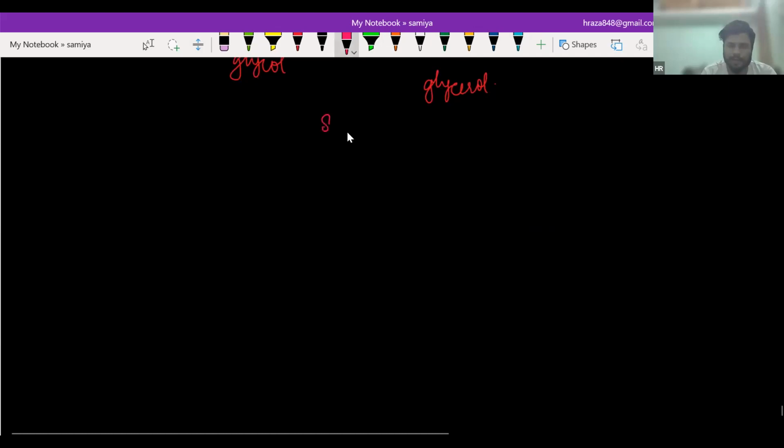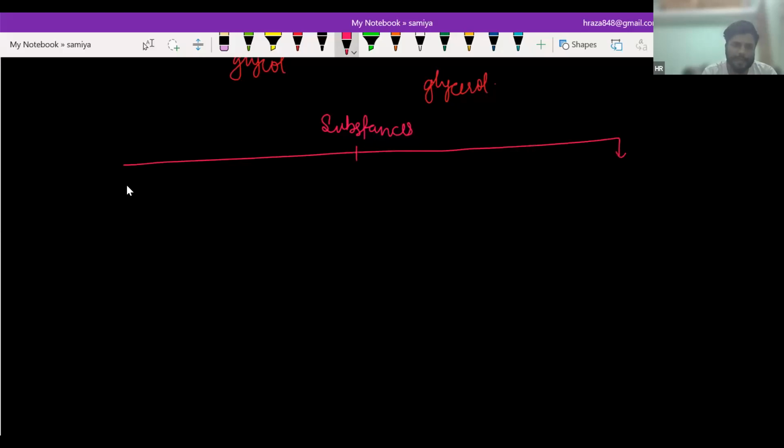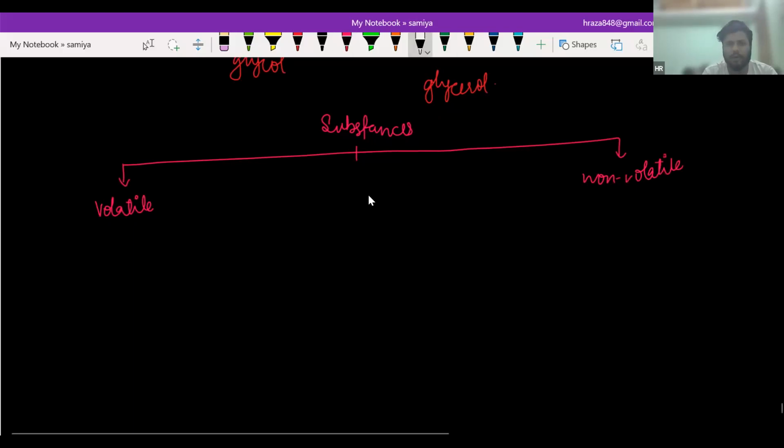So let's move to the next topic, that is substances. Here in this chapter, substances are divided or classified into two parts, that is volatile and non-volatile. Volatile and non-volatile substances are of two types.